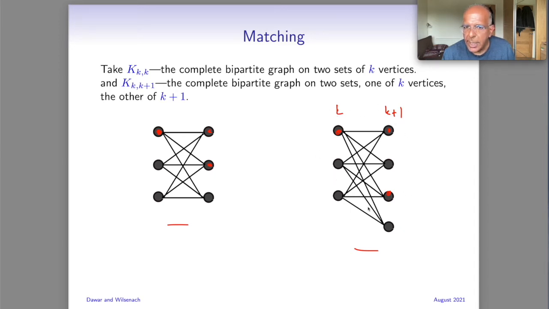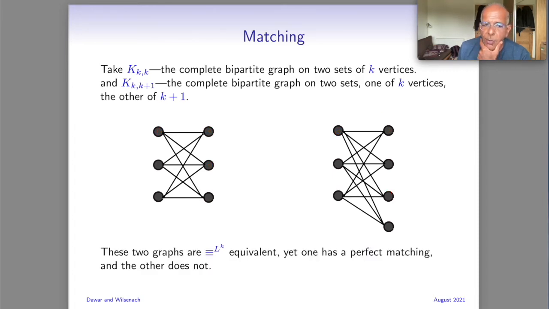And again, because there's at least k elements in each of these sets, duplicator can always choose an element on which to play. Okay, and this can carry on forever. With k pebbles, the position will always be a partial isomorphism. So the two graphs are L^k equivalent. One has a perfect matching and the other doesn't. And this is for any value of k. We can construct such a pair of graphs. And therefore, the property of having a perfect matching cannot be defined with a fixed number of variables. And therefore, it cannot be defined in fixed point logic.